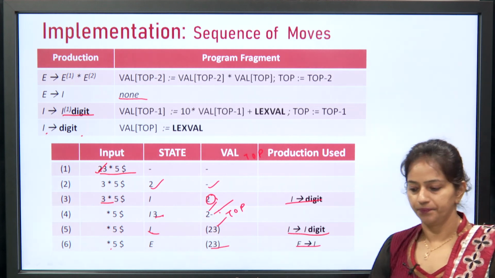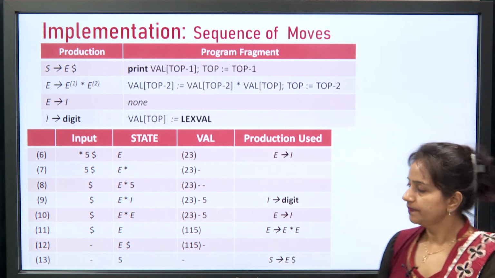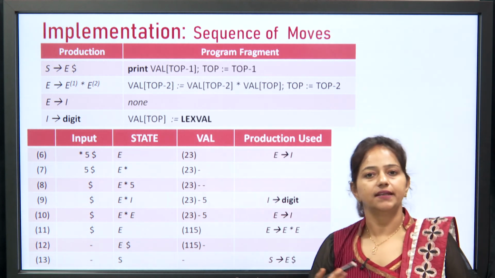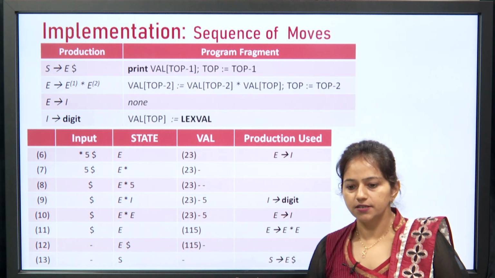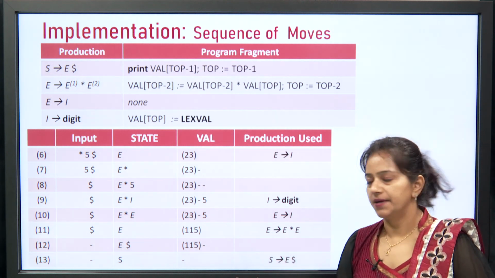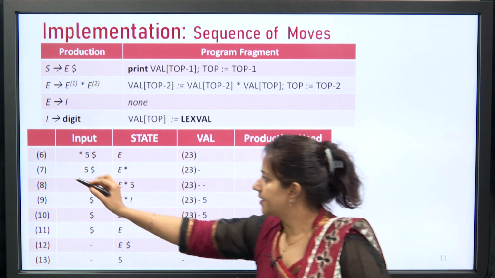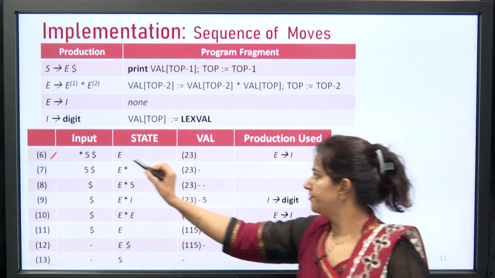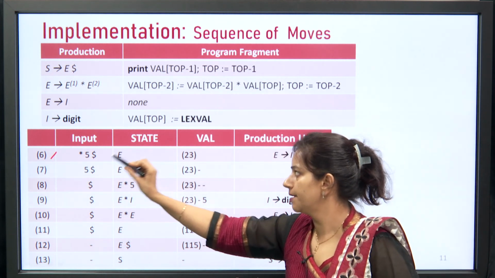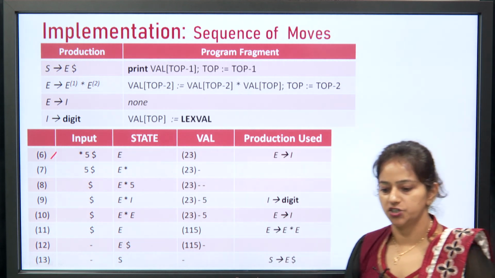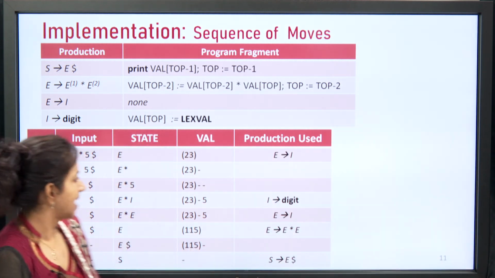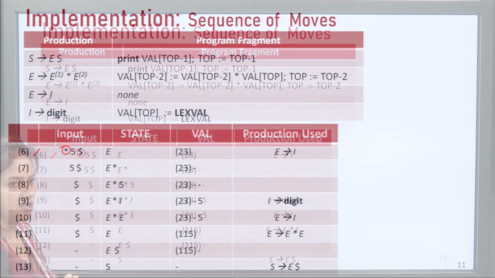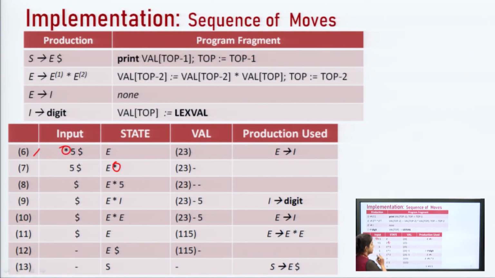The production is E to I. Now, next we have written another set of required productions and their associated program fragments. Till now we are at step 6, where we have this configuration of input tape, state, value and the production. Now, the next scanned input symbol is multiplication. So, state will be this, and now at top with respect to multiplication we have nothing. So, this is the top and this is at top minus 1.